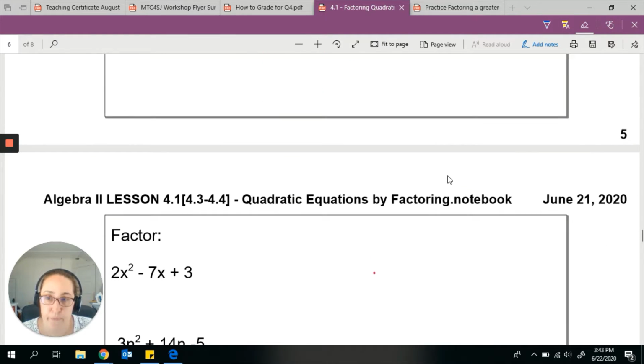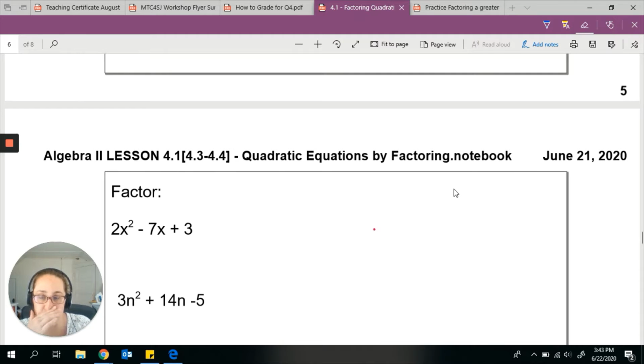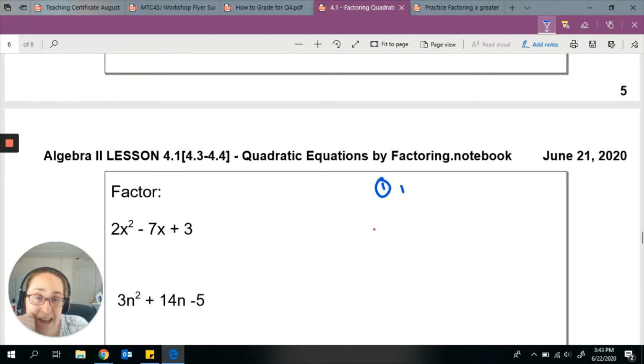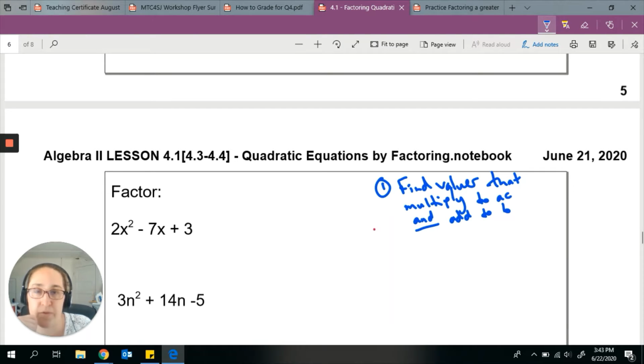So let's move on. Here we're going to practice factoring expressions that are quadratic. They have an x squared, right? And a is something other than 1. So I'm going to list out a couple of steps. The first thing we want to do is find two values that multiply to give us AC and add to give us B.